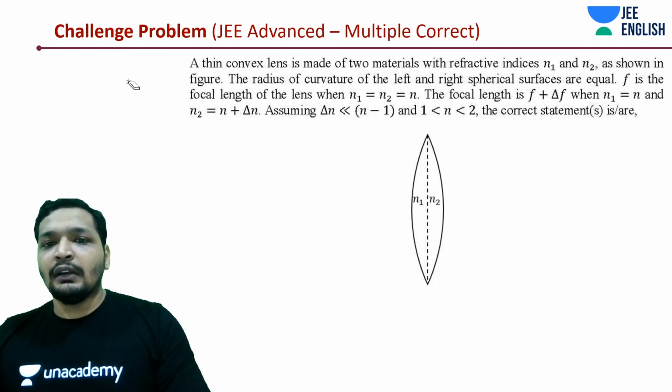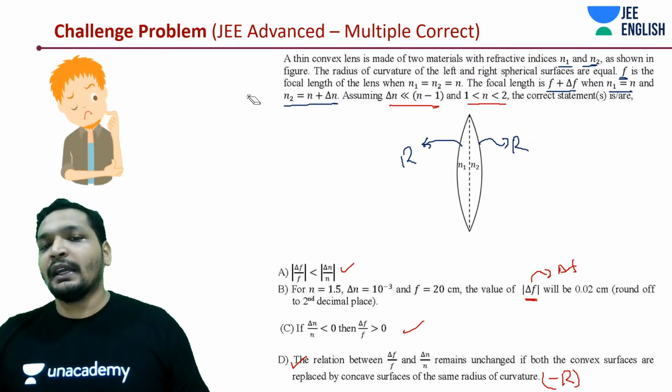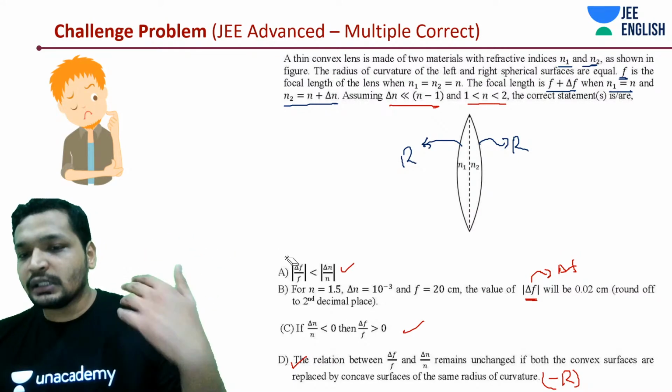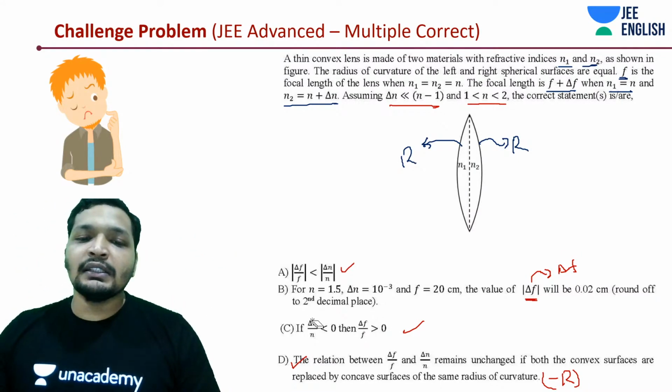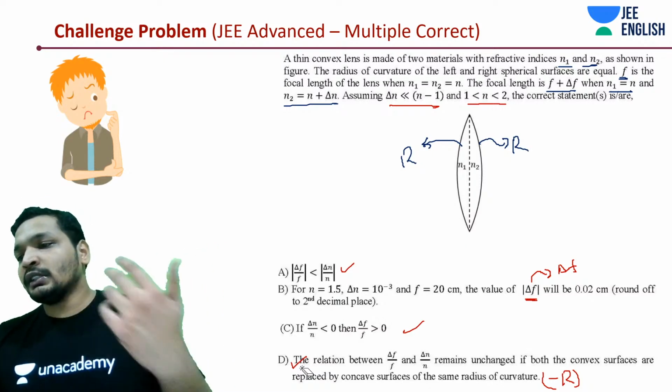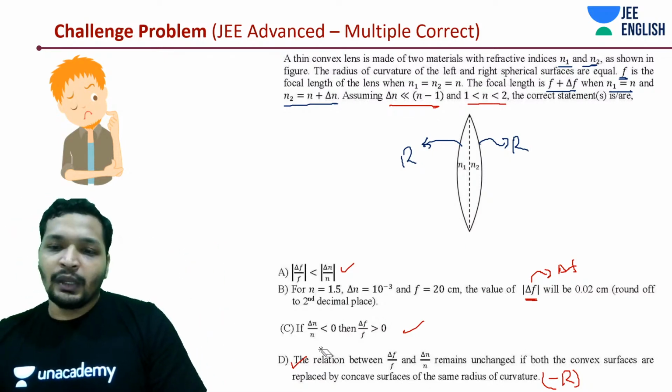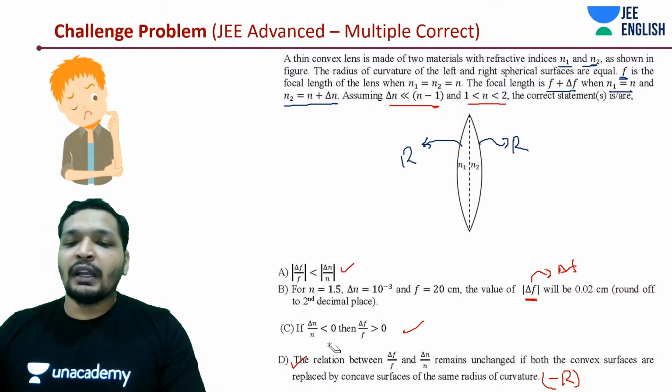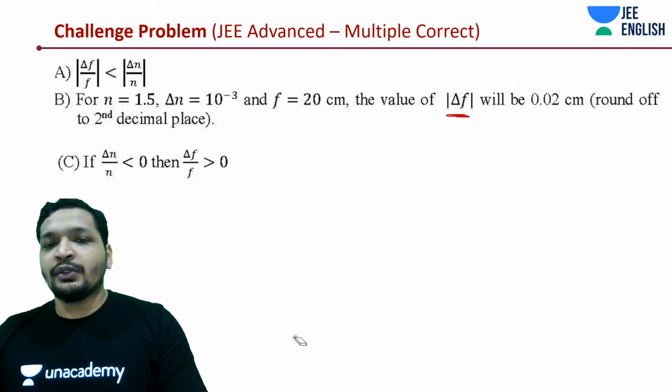But let's understand the first thing. It's a multiple correct answer question, where generally more than one option is correct. So if I analyze the relation between delta f by f and delta n by n, that would fetch me more marks, and would also give me quick answers on whether the options are correct or wrong. Okay, let's get started on this question.